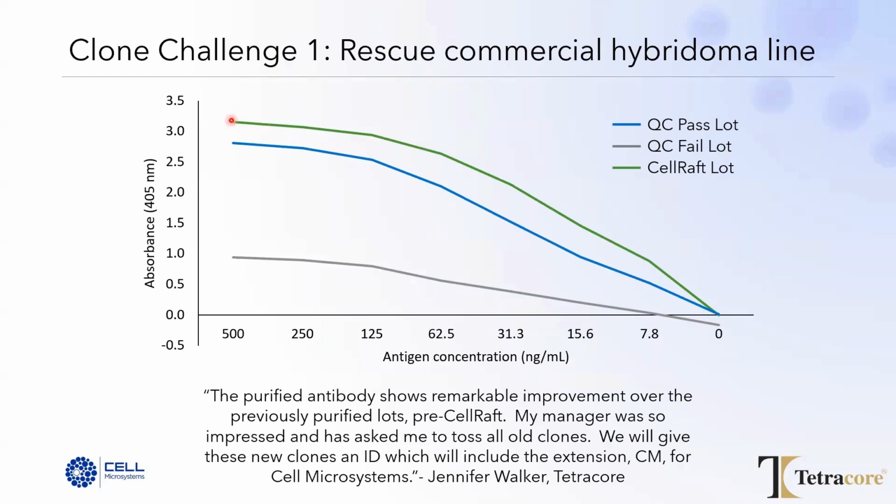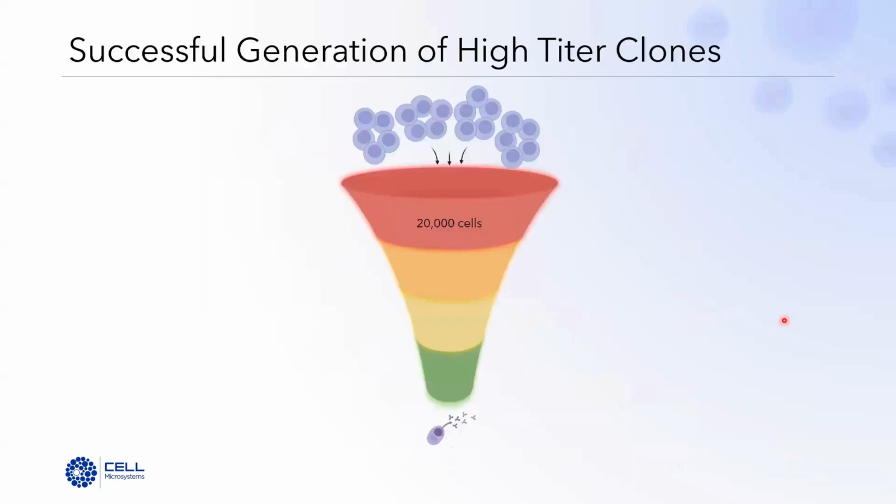As you can see in the graph above, that green line now represents the purified antibody relative to their early QC lot, as well as the failed lot you see in gray below. And I think the quote from Jennifer at Tetracore says it all. As she said, the purified antibodies showed remarkable improvement. They were able to get rid of all of their old non-producing clones, and we were quite tickled that they gave those new clones an ID that included the extension CM for Cell Microsystems. So it was a really wonderful testament to the collaborative power of the workflow that we were able to do for Tetracore and help them get their kit back into production.